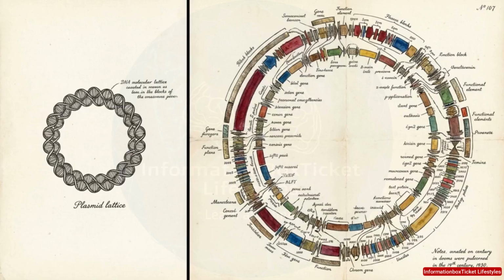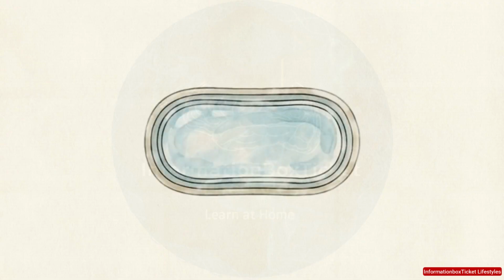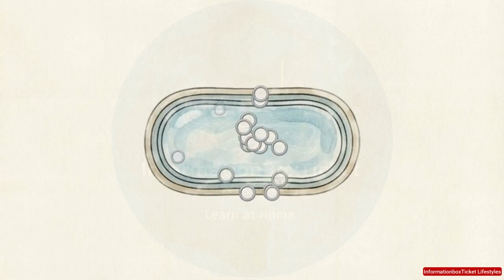This creates a divergence in vector design. The first path produces cloning vectors. These are optimized strictly for stability, small size, and ease of manipulation. Their only job is massive DNA amplification.